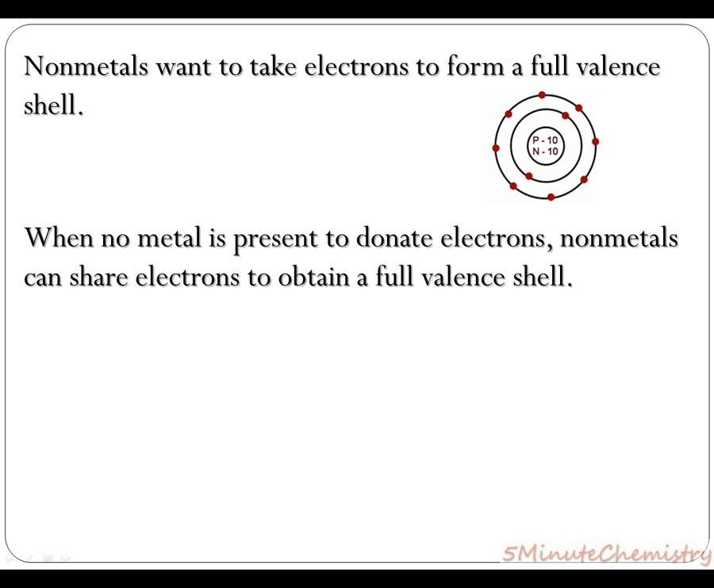When no metal is present to donate electrons, plan B, the secondary, okay-it'll-work option, is that nonmetals can share their electrons. In that case, they can obtain a full valence shell even though it's only a partial shell. So what we're looking at there would be, for example, a hydrogen that is going to come across another hydrogen.